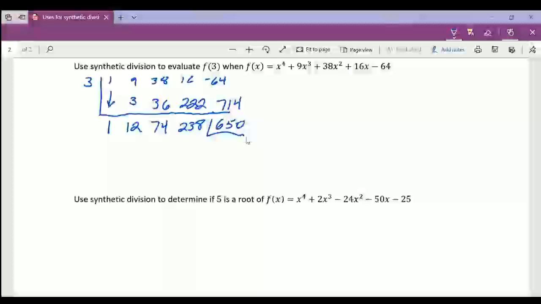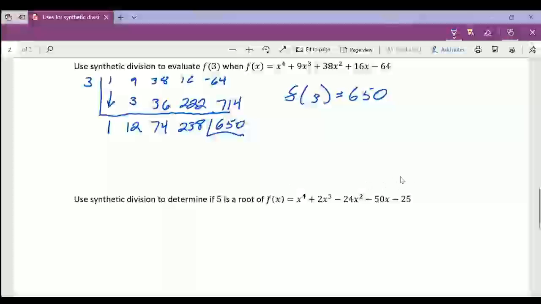Now let's go back to the question. Use synthetic division to evaluate f of 3. Well, since we're looking to evaluate f of 3, and according to the remainder theorem, that's going to be the remainder when we do synthetic division, f of 3 is 650. So the only answer you're looking for this time is the number 650.